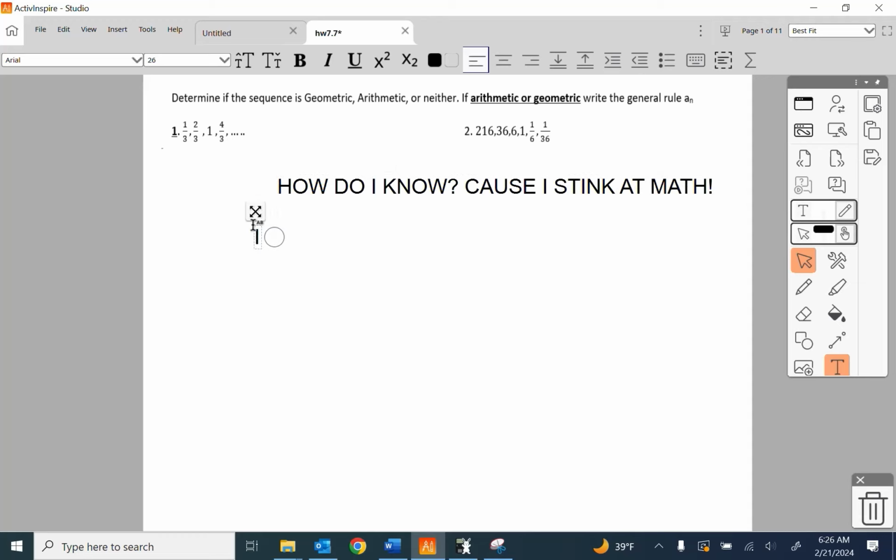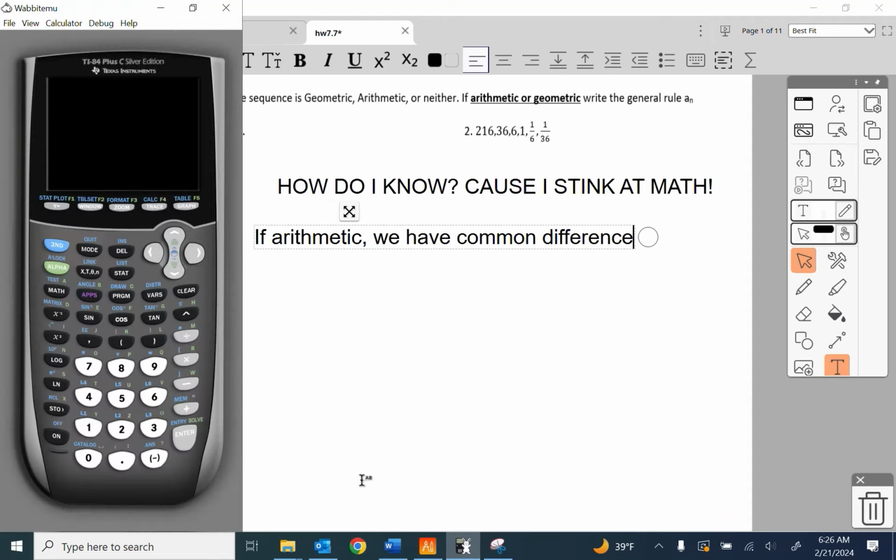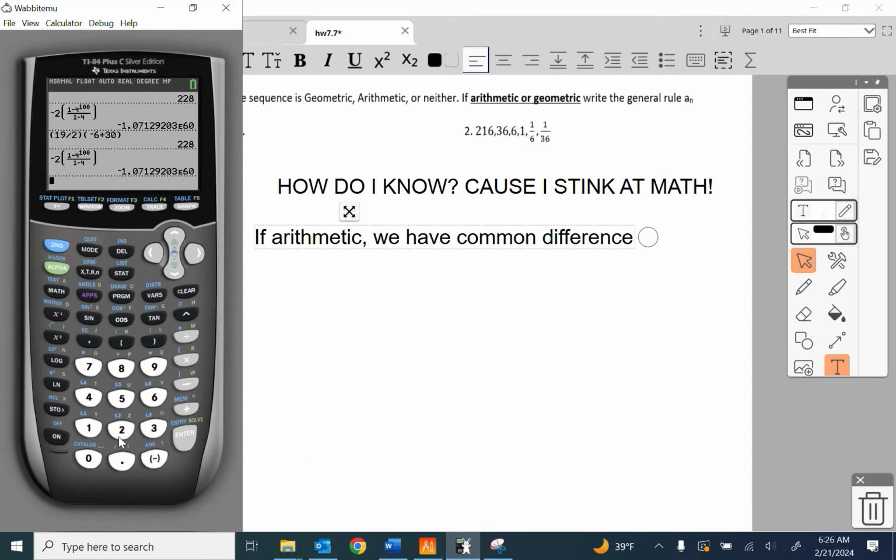All right, so if arithmetic, we have a common difference. Plain and simple. And some of you do stink at math. So 216 take away 36. I'm looking at number 2, by the way, is 180. Now 36 take away 6, which is the next term, is not 180. It's not arithmetic. All right, so I know it's not arithmetic, so maybe it's geometric.